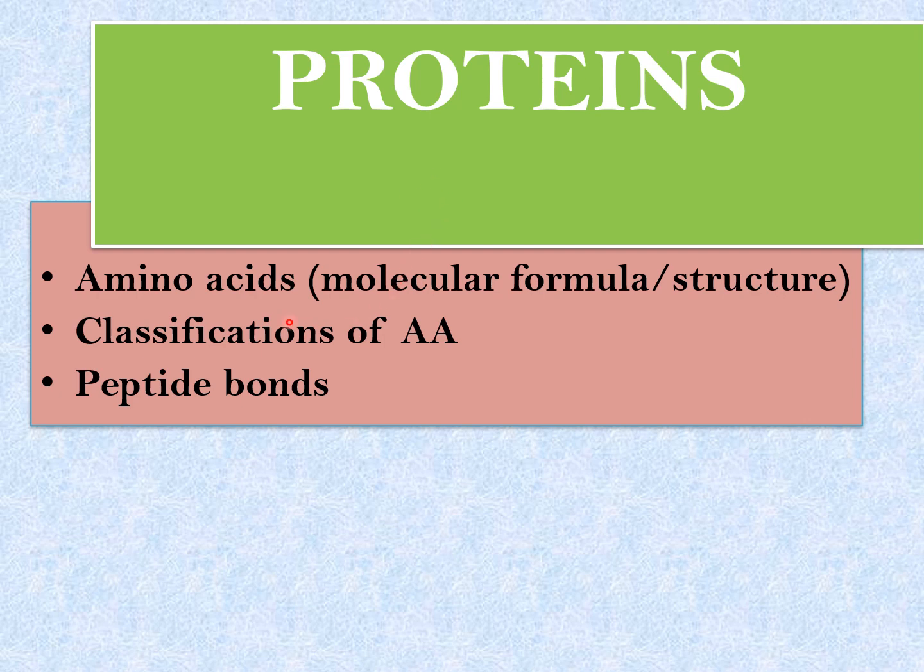So again, we are going to talk about the molecular formula and structure of your amino acids and also the classifications of amino acids. We have the polar, non-polar types of amino acids and the neutral ones, of course. And we also have the peptide bonds, which are the bonds that are formed between two amino acids in order to form a bigger structure, and that formation will just go on until such time that we will be able to have one big molecule such as your protein.